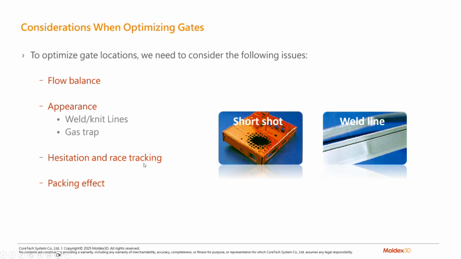Hesitation and race tracking, kind of like what I just mentioned, if the material races, as we call it, along some edge and then backfills, or if the melt front stalls out, these are implied by the gate locations and the thickness variation throughout your geometry. And then the packing effect: where you put your gate on your part and in what thickness you put your gate is going to impact how well you're able to pack out the geometry.